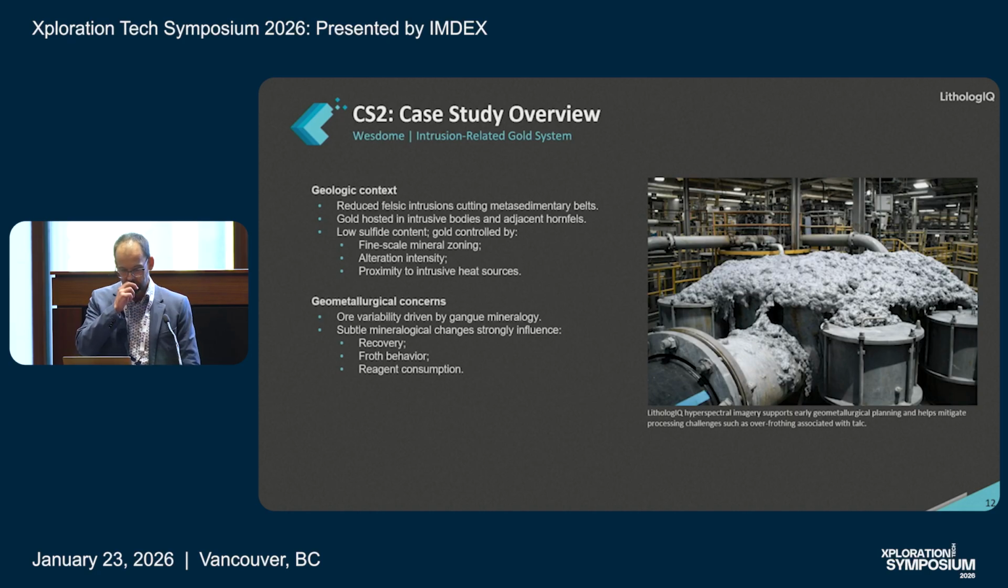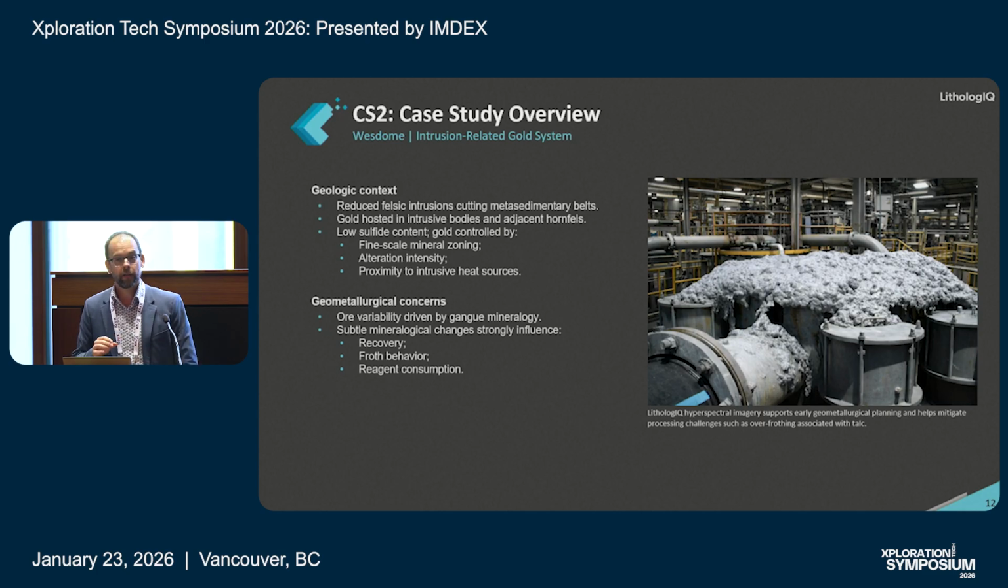Next case study, it was at Wisdom. That's a reduced felsic intrusion cutting a metasedimentary belt. Basically, there is a low sulfide content, and gold is controlled by fine-grained mineral zoning. Alteration intensity was again very tough to track.